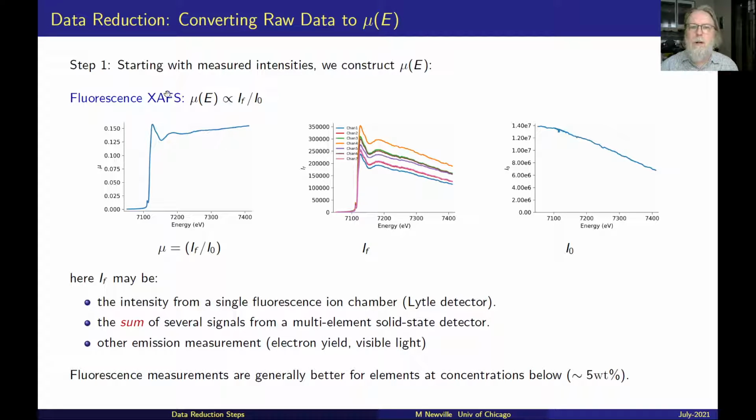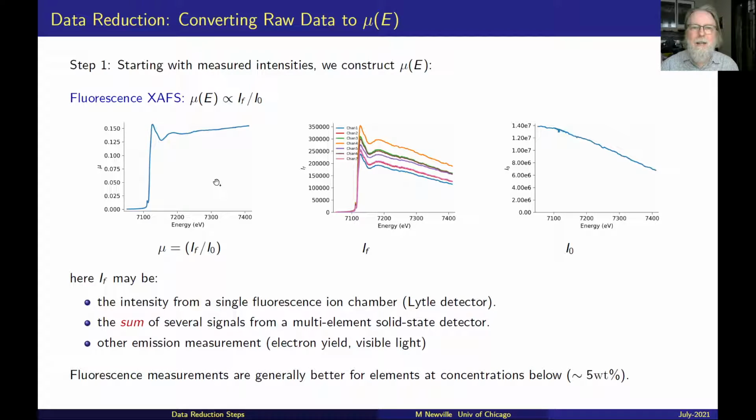Still, we want to construct mu0. That's now just IF over I0. And here's our I0 again decaying, and the sum of these channels divided by I0 will give this mu0. I should say that you need to make sure that you get the right one, that you don't mix up processing fluorescence data as minus the natural log or transmission data as just I over I0.